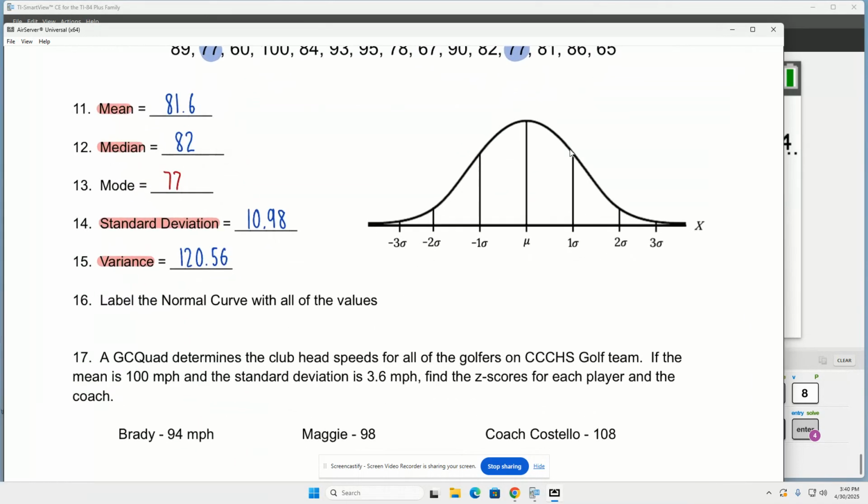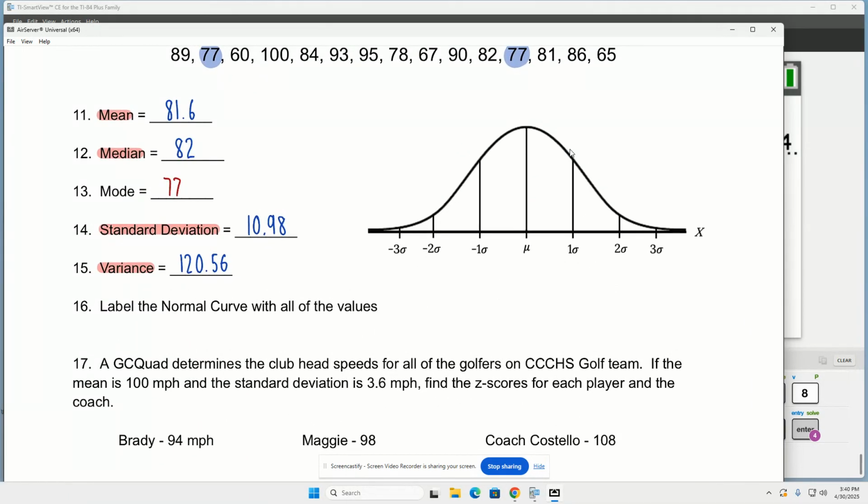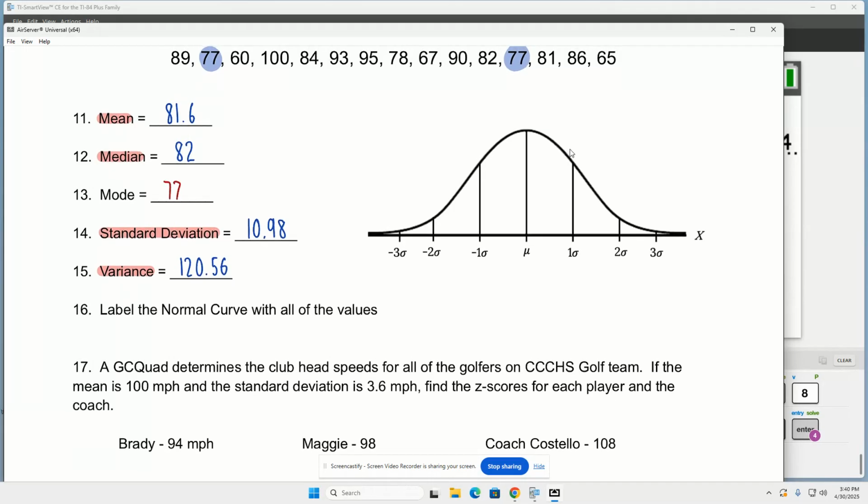Now I ask one more time to label the normal curve with all the values. Here's what I mean by that. See, we just found this, and we know then that 81.6 goes right in the middle. And then my standard deviation is 10.98. All right, 10.98. Now let's just round that up, and let's use the standard deviation of 11.